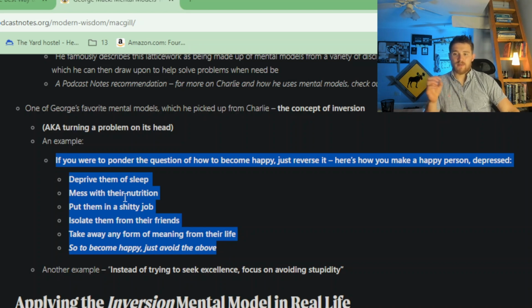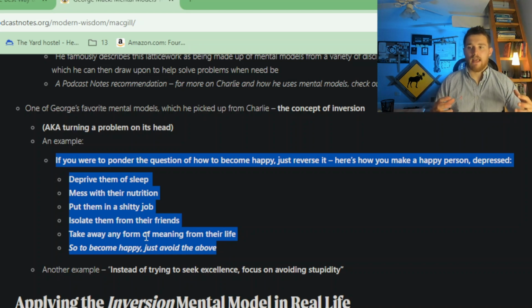Deprive them of sleep, mess with their nutrition, put them on a shitty diet, isolate them from their friends, take away any form of meaning from their life, and this will make you unhappy. And the sad thing is, so many people in society today will actually pay to do this to themselves. They will pay money for Netflix subscriptions, for Hulu subscriptions, so that they can spend their time doing something that doesn't energize them or speak to them.